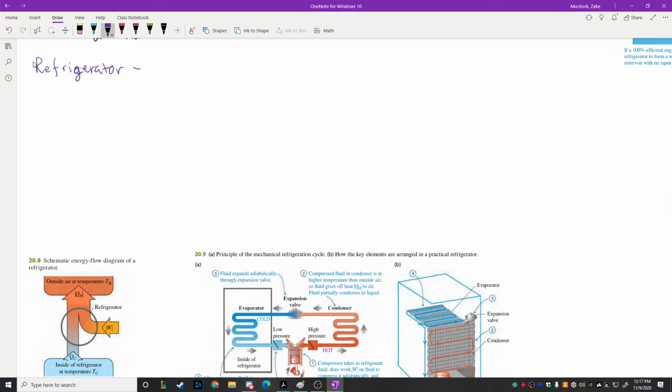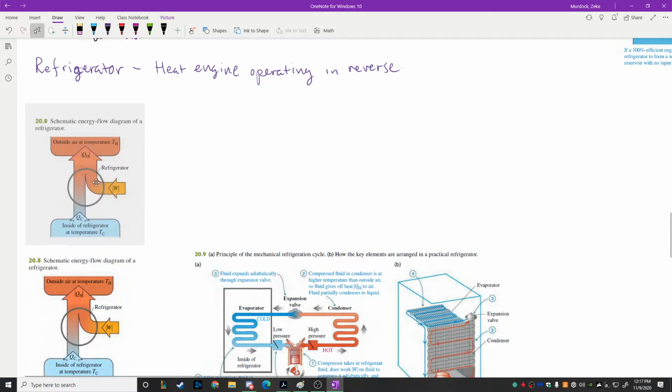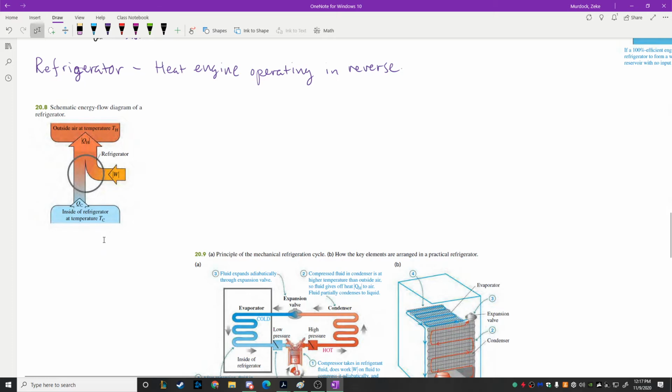A refrigerator is basically a heat engine operating in reverse. It's often the way this is referred to. And this is a schematic of what the refrigerator is going to do. So the idea is that instead of taking hot energy and letting it do work for you, you're going to take... so this represents the inside of the refrigerator, which is at a cold temperature.